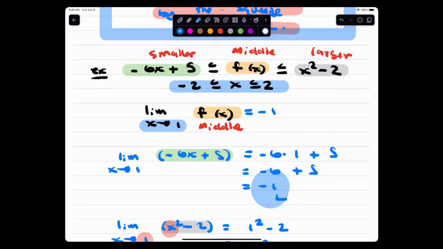But you want to say this because they're going to say show. Listen, in mathematics, we're very strict. What that means is you want to cite why. By the what? Squeeze theorem.